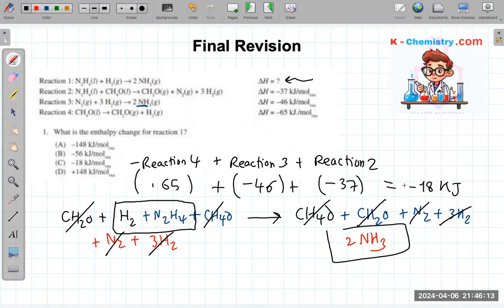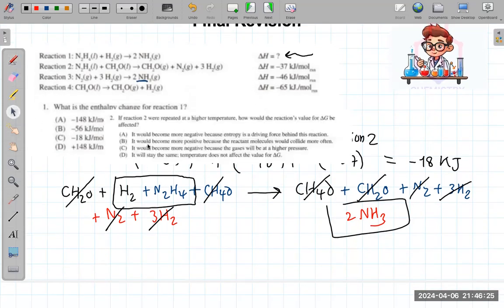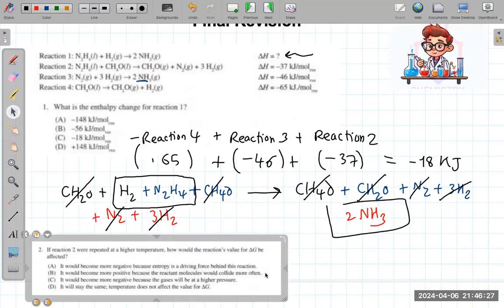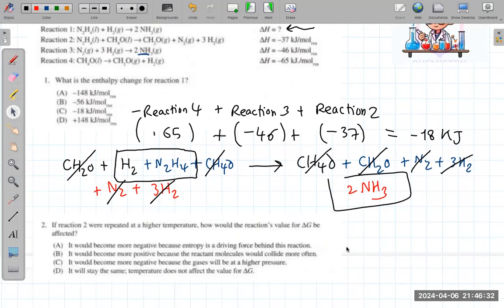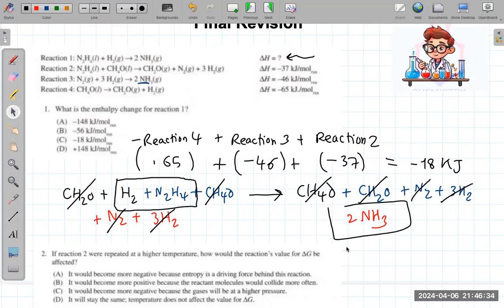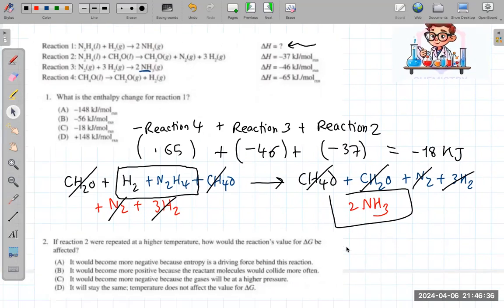We haven't answered the question about Hess's law for a long time. That's why I'm struggling. If reaction 2 is repeated at a higher temperature, how would the value for delta G be affected? So if you repeated reaction number 2 at a higher temperature, what will this do for delta G? In order to know what happens to delta G, you have to see what delta H is, and we have to know what delta S is.